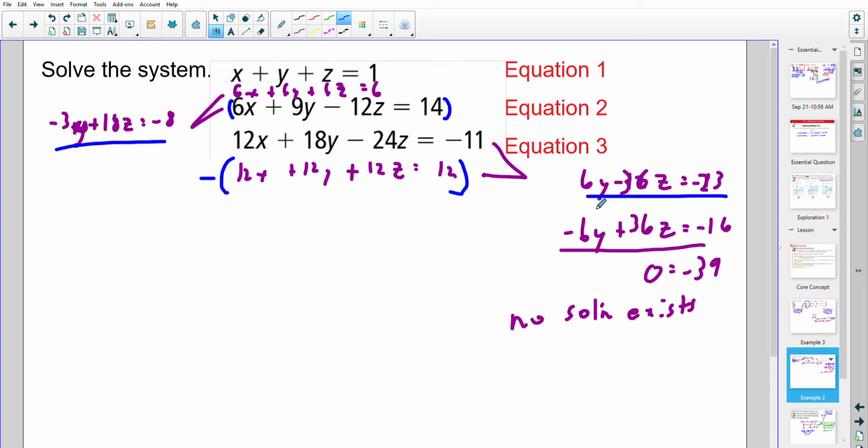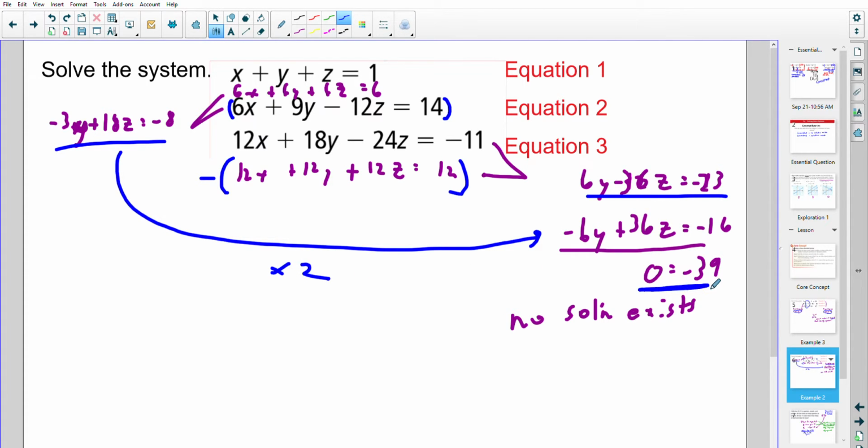But anyway, once you get this equation and that equation, I can multiply this by 2 and get my y's to drop out. So I multiplied it by 2, brought it over here, and now I can just add down. Adding down gives me this, which means no solutions exist because 0 never equals a negative 39.